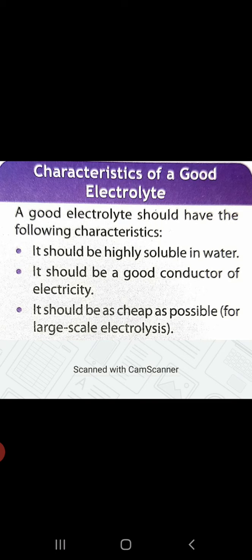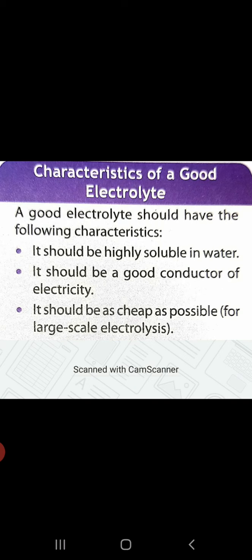We will also study about the characteristics of a good electrolyte. A good electrolyte should have the following characteristics so that it can help to carry on the process of electrolysis smoothly. So the electrolyte should be highly soluble in water. It should be a good conductor of electricity, and it should be as cheap as possible so that large scale electrolysis processes can be carried on.